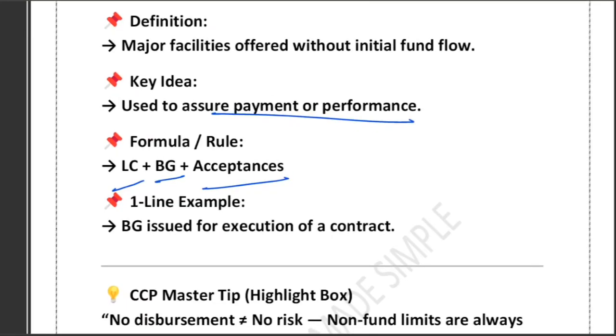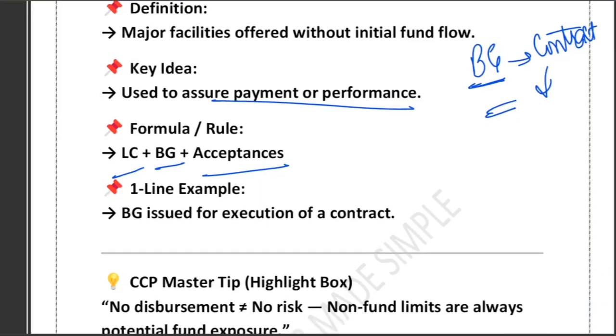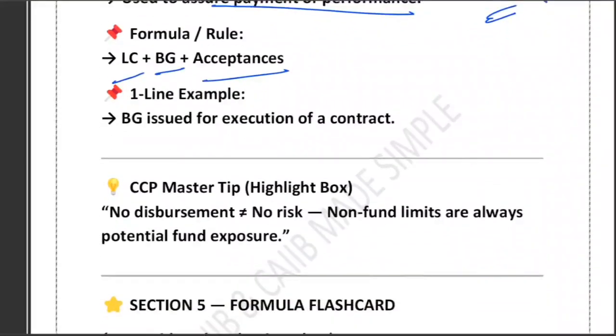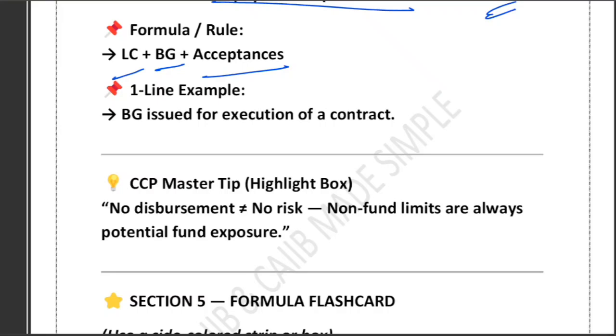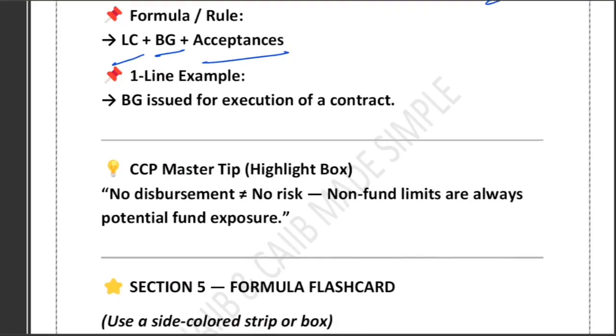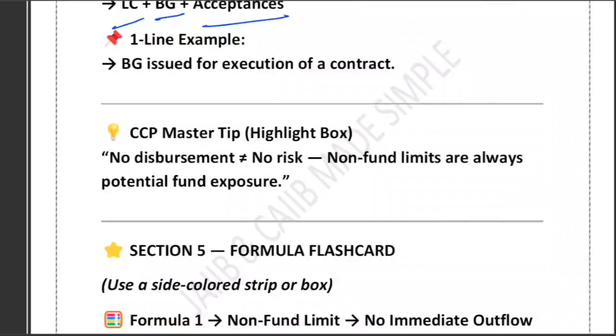For example, take the case of BG. Suppose BG is issued for the execution of a contract. It assures the other party that the bank will pay if the customer fails. So the master tip is that no disbursement does not mean there is no risk. Even though the bank has not paid anything today, non-fund limits always carry potential fund exposure, right?